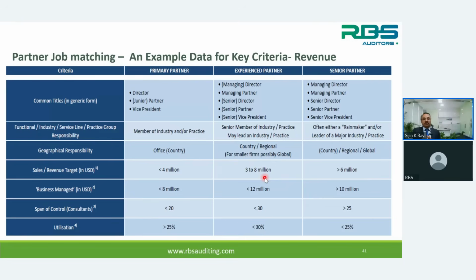Then the second part, you have to discuss the revenue category, how the entire revenue has been bifurcated between each partner level. Then you see the utilization, span of control of consultants, like less than 20, then less than 30, then more than 25. So the business manager, how much business is managed. Primary partner is less than 8 million, then experienced partners less than 12 million, then senior partner more than 10 million. Based on that criteria, you have to bifurcate, and see how it is fixed category-wise.